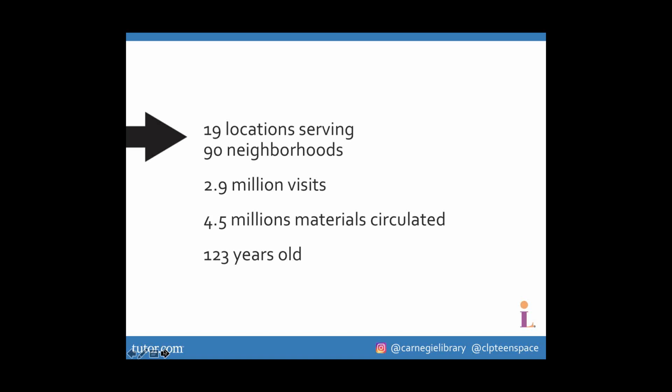Carnegie Library of Pittsburgh is 123 years old, and we have 19 locations serving 90 neighborhoods. In 2017, we had 2.9 million visitors and 4.5 million materials circulated.